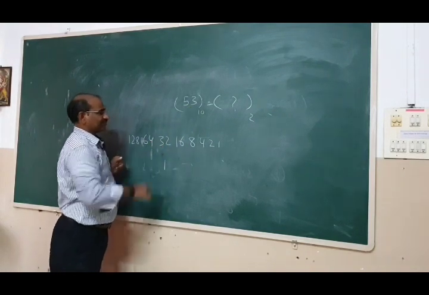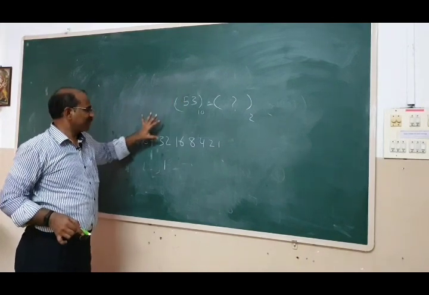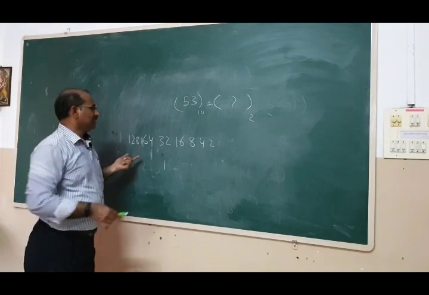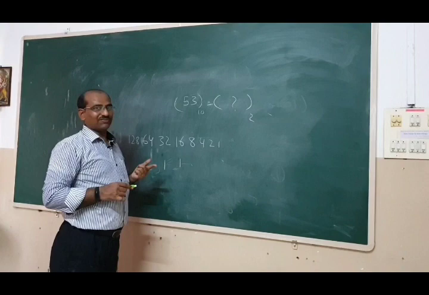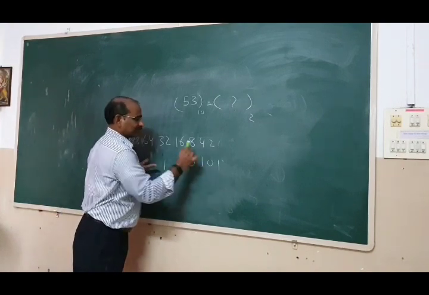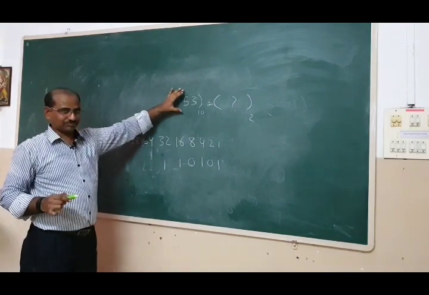You take 32. Now you subtract 32 from 53. 53 minus 32, that is 21, right? Again 16 is the nearest one, 16. You get 5, but 8 is bigger compared to 5, so 4 plus 1. I hope you understood. Again I repeat how to write 53.